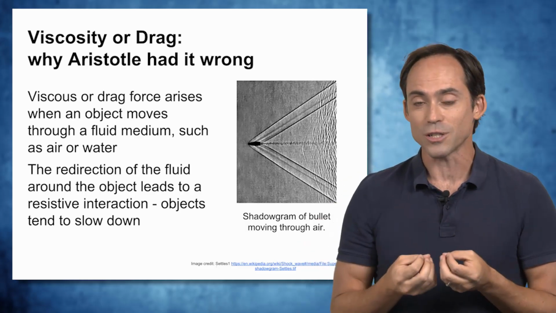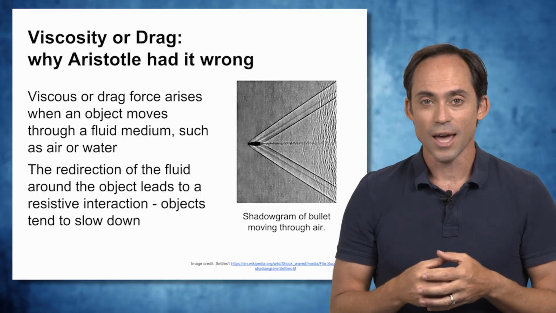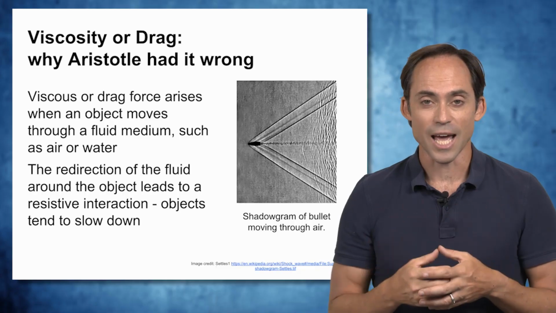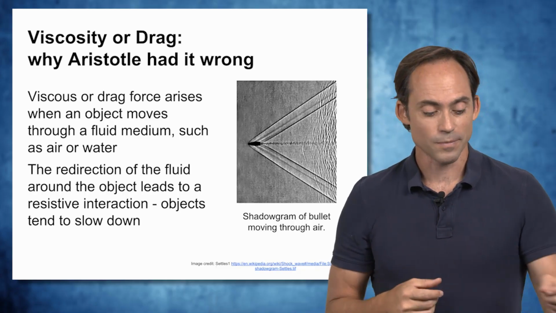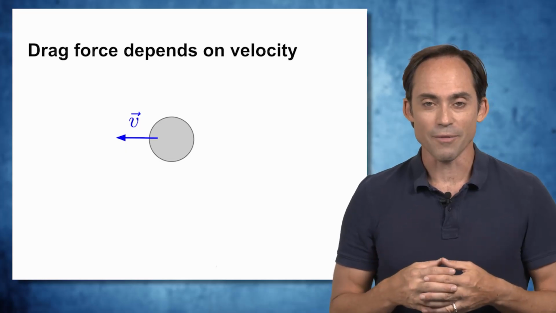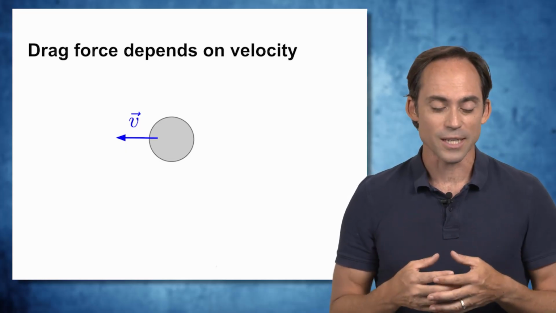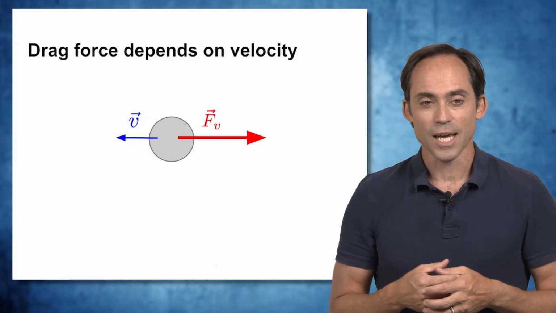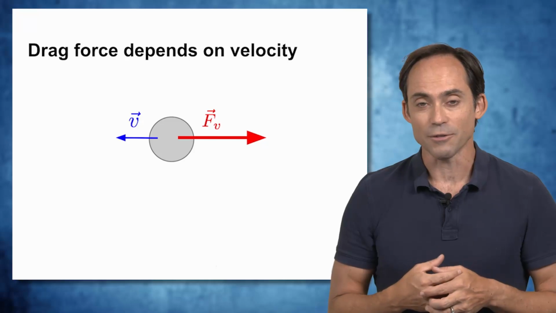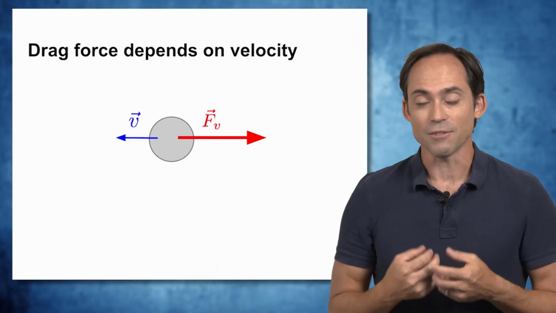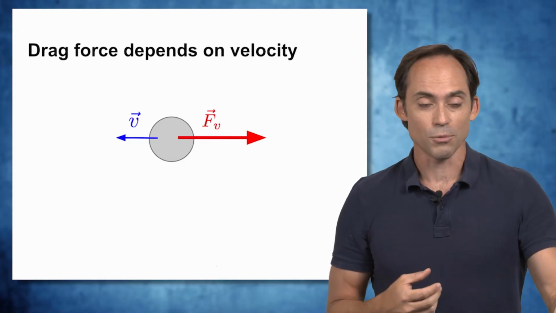So this interaction between an object and the fluid ends up reducing the speed of an object because the viscosity acts in the opposite direction of the motion. So we can draw that on our diagram here. If we have an object moving forward with some velocity, the viscous force, the drag force, is acting in the opposite direction, and in that sense it acts exactly like friction. However, unlike friction, viscosity actually depends on the velocity or the speed of the object through the fluid.